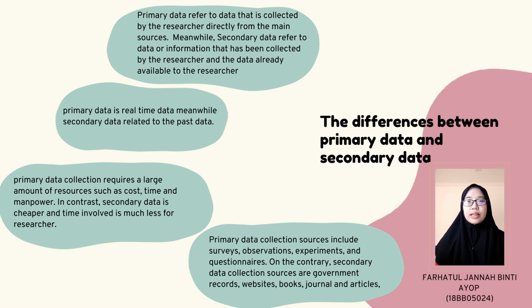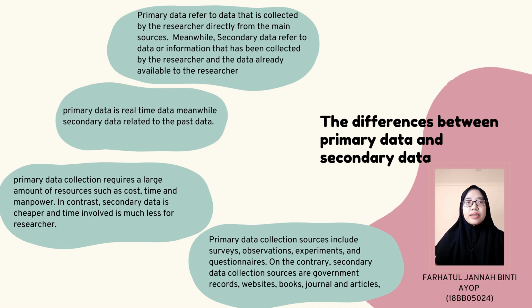For the next question, the difference between primary data and secondary data. Firstly, primary data refers to data that is collected by the researcher directly from the sources, in other words, data that originally comes from the researcher. Meanwhile, secondary data refers to data or information that has been collected, and already exists or is available to the researcher. Other than that, primary data is real-time data. Meanwhile, secondary data is related to past data.